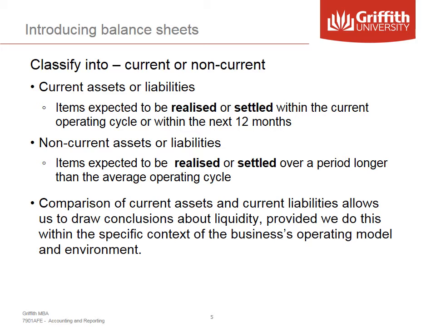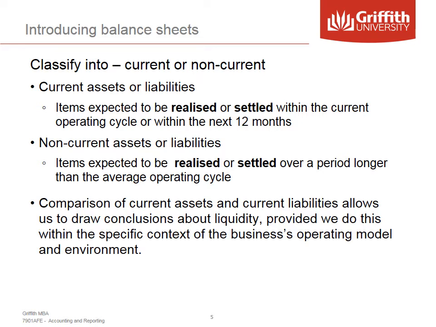We classify all assets and liabilities into 2 subcategories, which are current and non-current. And current and non-current have the same meaning for both assets and liabilities. They have to do with when the benefits flow. So current assets or liabilities will be realised, that's assets, or settled, liabilities, within the current operating cycle, or, if that's uncertain, within the next 12 months.